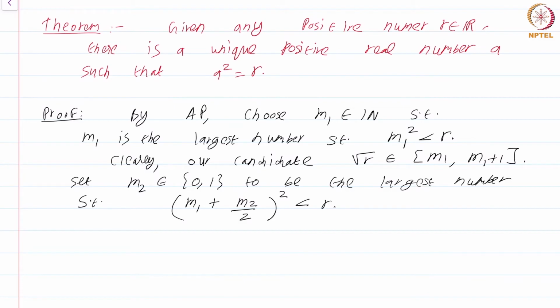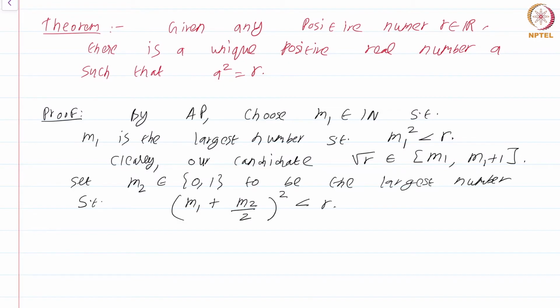So, I could have just said set m2 to be the largest number. I need not specify m2 is in {0, 1}. I could have just said let it be the largest number such that m1 plus m2 by 2 the whole squared is less than R. But essentially it has to be either 0 or 1. No choice for it.